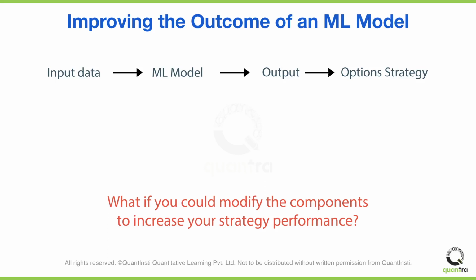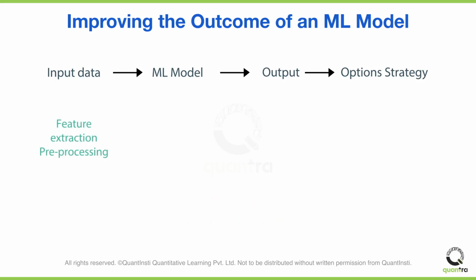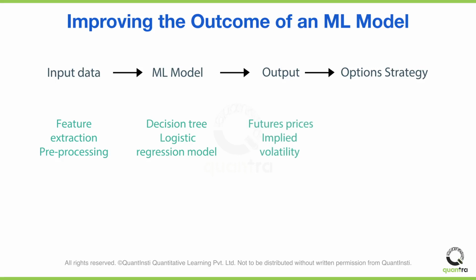If you look at the input data, you can think of feature extraction and pre-processing to improve the data. While you were using a decision tree model in the previous sections, maybe you can use a logistic regression model. When it comes to output, instead of forecasting the future's prices, you could forecast implied volatility. And when it comes to the options strategy, you can use a naked call or a protective put strategy.